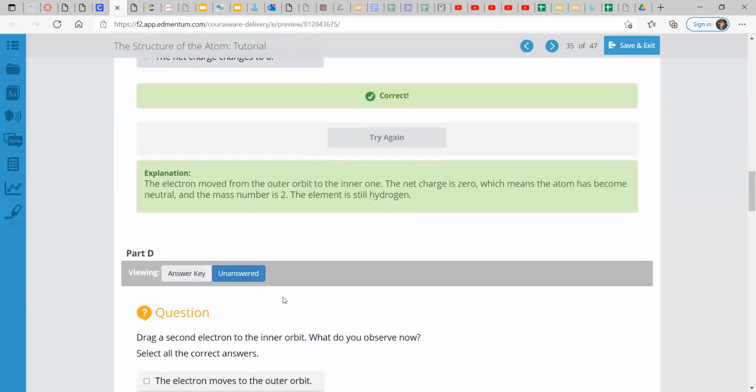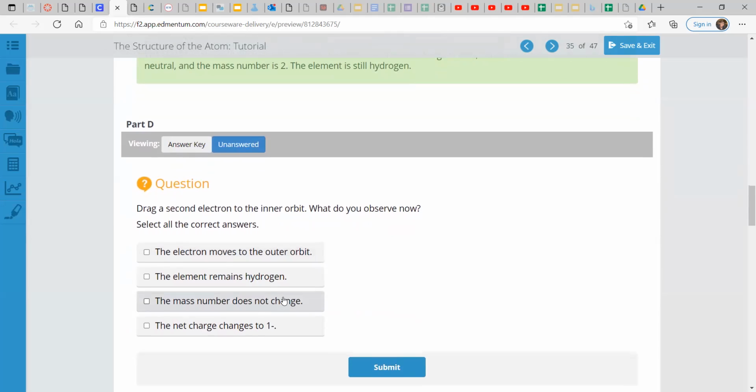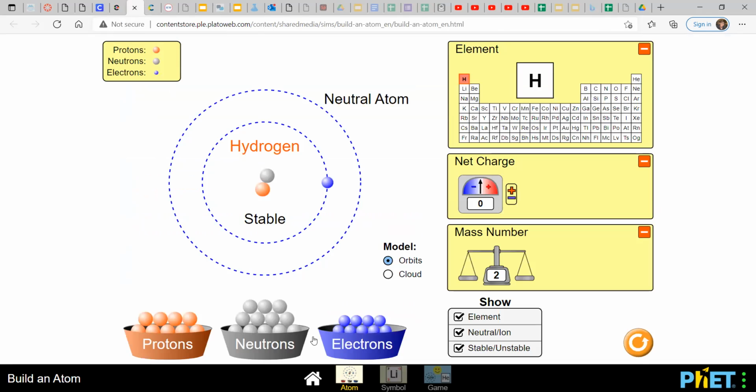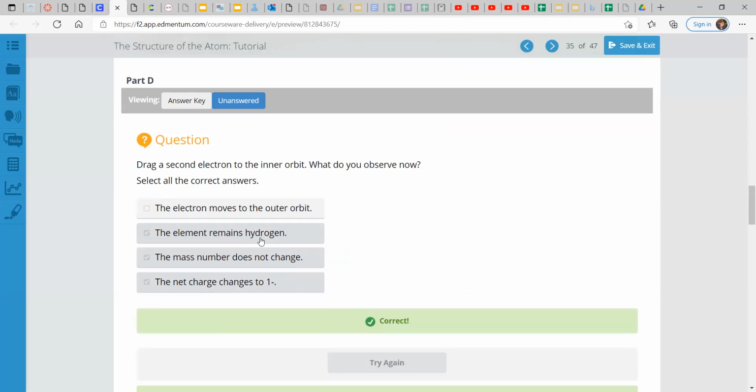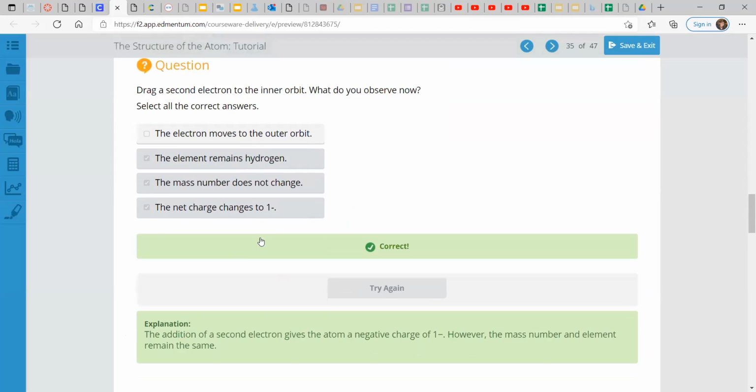All right. Part D, drag a second electron to the inner orbit. What do you observe now? One more electron. Now we have a net charge of -1. Mass number is still the same. It remains hydrogen. Mass number doesn't change. Net charge, -1.